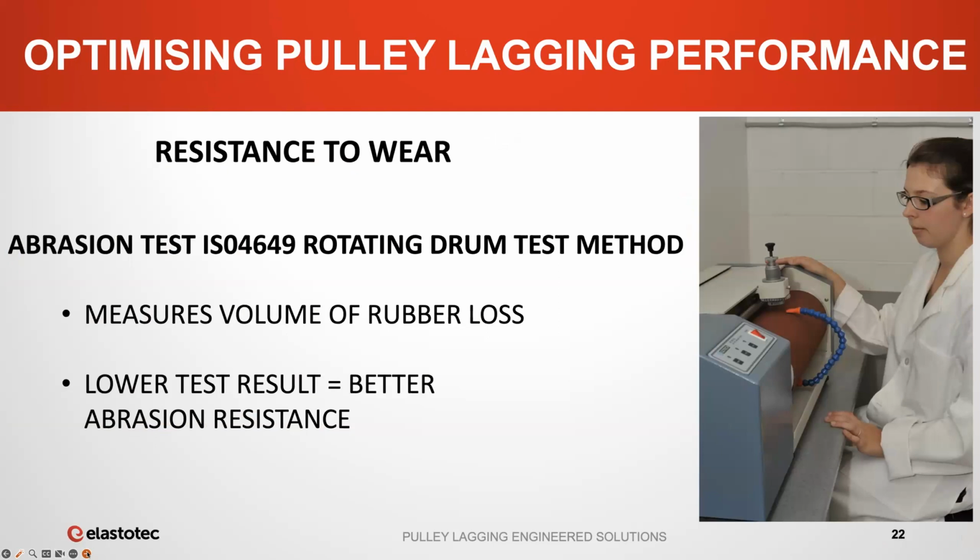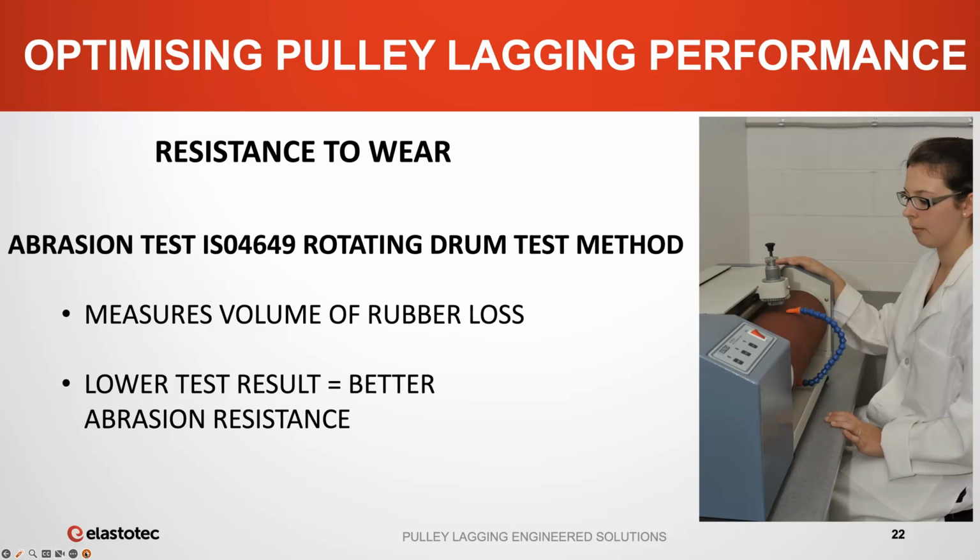Let's first of all look at resistance to wear. And to understand this, I just want to talk about how we measure the wear on different types of lagging. Most readily used test method for evaluating resistance to wear or abrasion is called the rotating drum abrasion test. The basic test machine is shown in this photo. It consists of a rotating drum that is covered with abrasive paper, and a sample of the material being tested is weighed before and after testing.